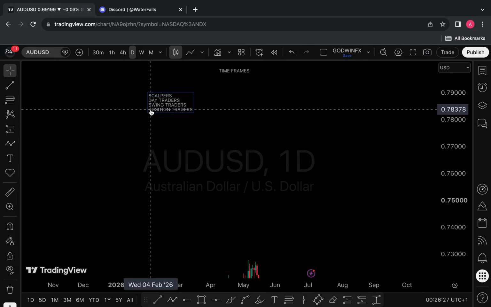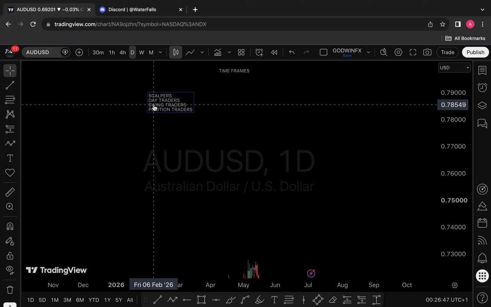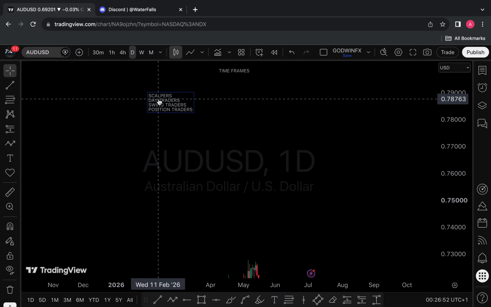Now we have position traders. This type of trader can place a trade this month and close it next month. Position traders can deal with higher time frames like the monthly, the weekly, the daily. Swing traders can deal with, let's say, the weekly, daily, 4 hour, 1 hour, like that. Day traders can deal with the daily, the 4 hour, the 1 hour, 30 minutes, and like that.